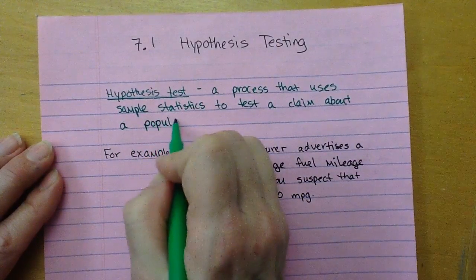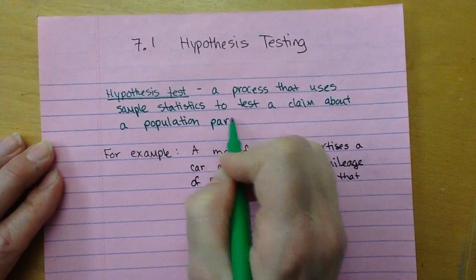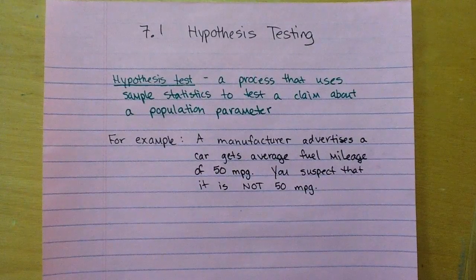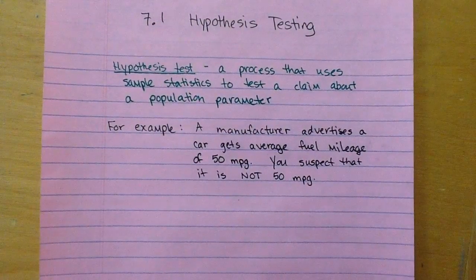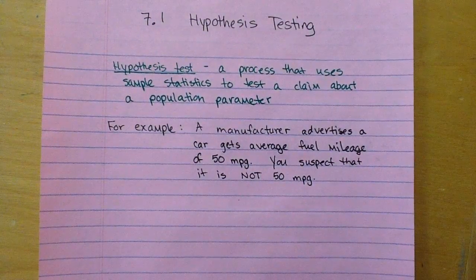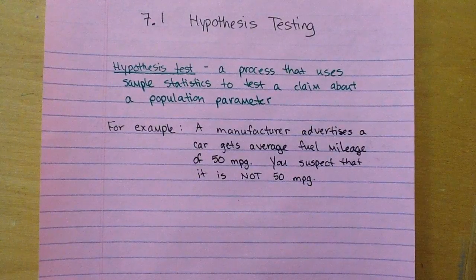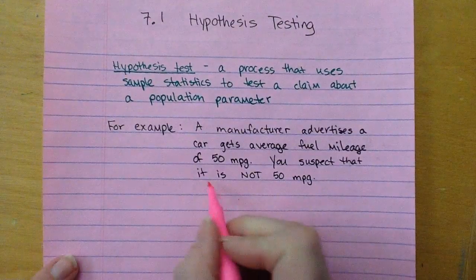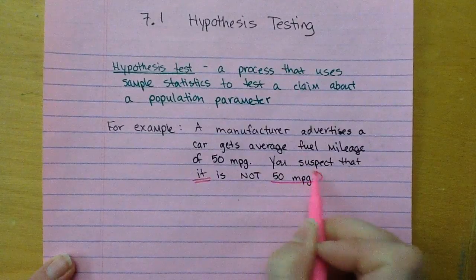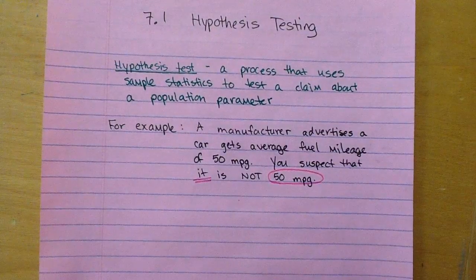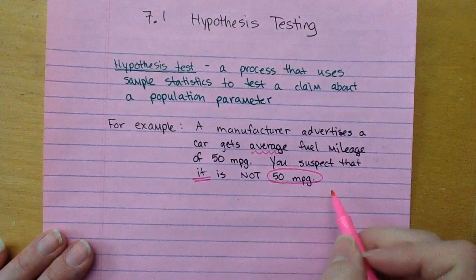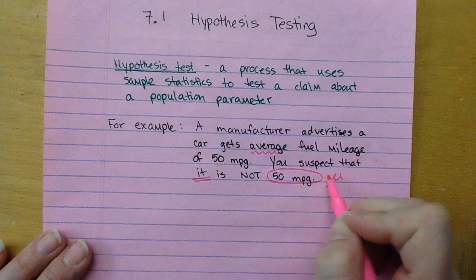Remember that we call values that come from the population parameters and values that come from the sample statistics. So in hypothesis testing, we're going to use sample statistics to test claims about population parameters. Here's an example. Let's say that a manufacturer advertises that a car gets an average fuel mileage of 50 miles per gallon, but you suspect that it's not 50 miles per gallon. So the manufacturer is claiming that a car gets an average fuel mileage of 50 miles per gallon. What they're talking about is mu, the population mean.